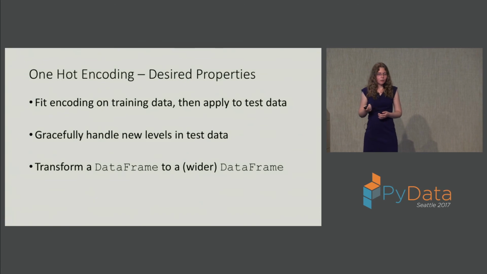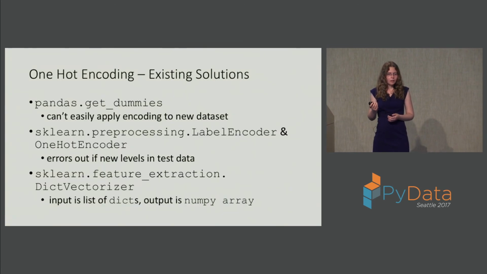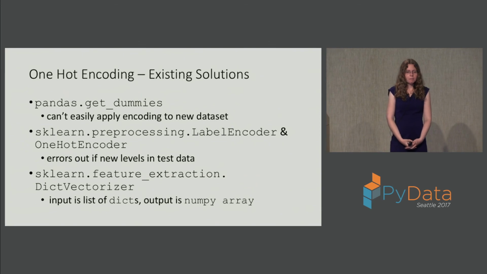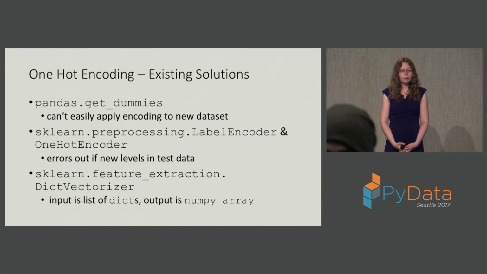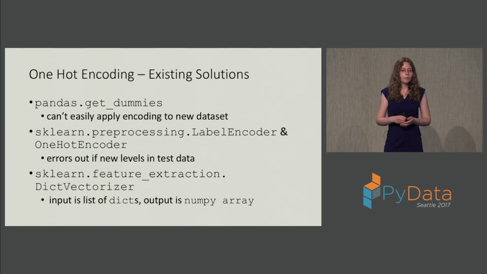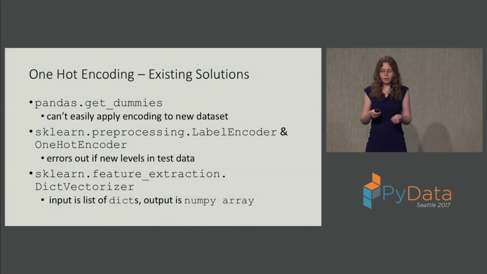All right, so Pandas has get_dummies. This will work on a single data set, but it's not really good for applying it to a new data set. Scikit-learn preprocessing has a label encoder and a one-hot encoder, but using these together, it errors out if there are new levels in the test data. And then finally, the dict vectorizer, I ended up having to wrap with transformations on each end to get the data in the right format. But that was the one that worked best for me.